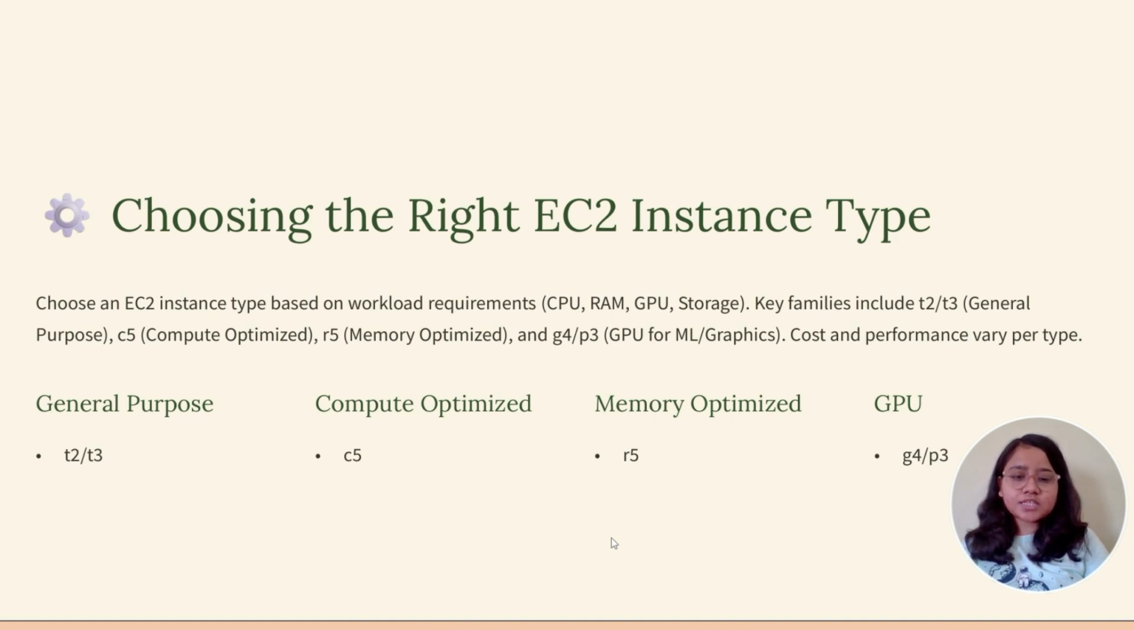You also choose the instance size like T3 dot micro, M5 dot large. In my demo, I have used T2 dot micro because it is free tier eligible. It won't charge anything. Use the AWS pricing calculator to estimate the cost and avoid surprises. So this is all about EC2 instance types.